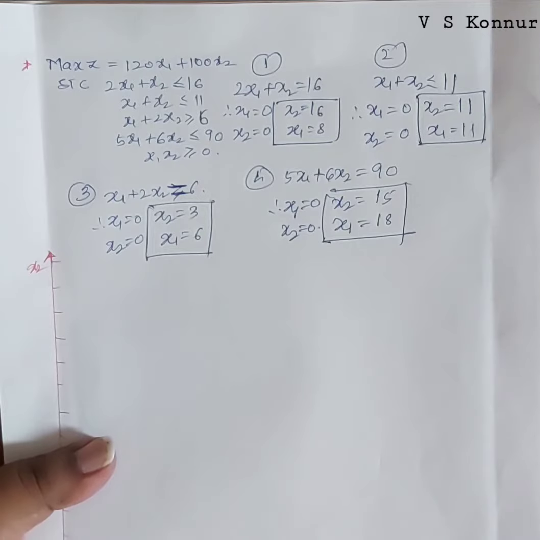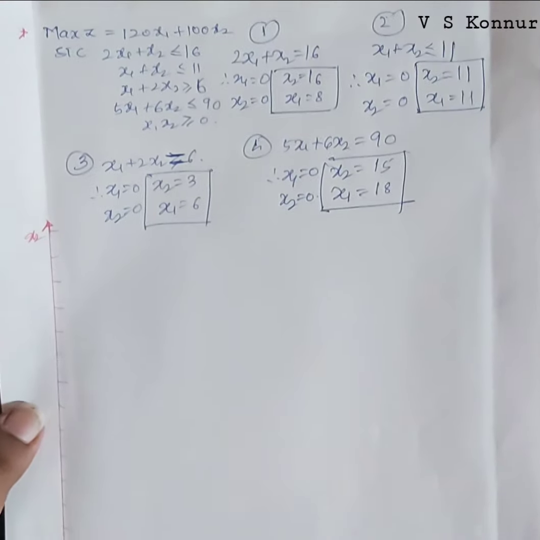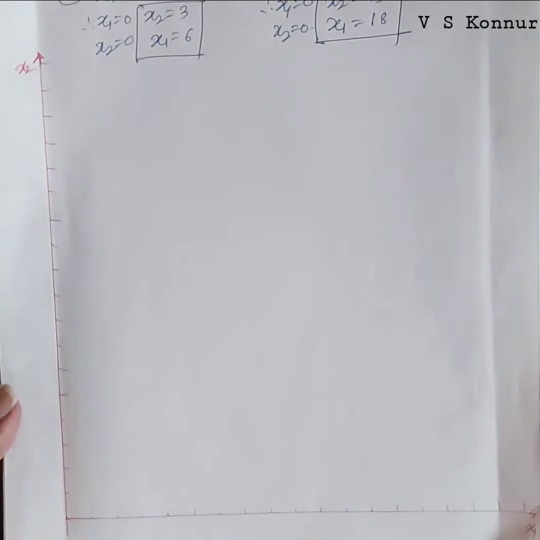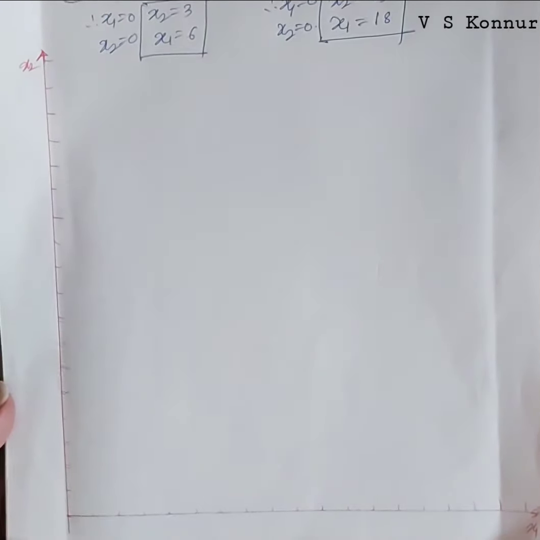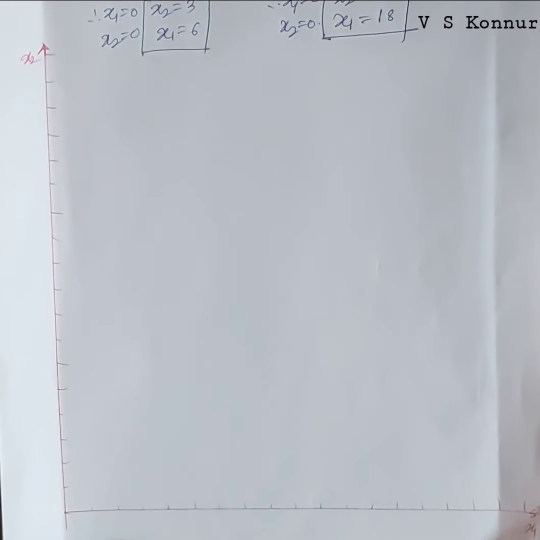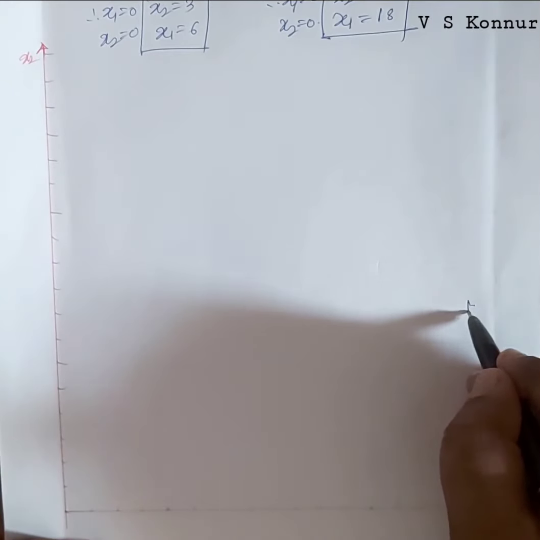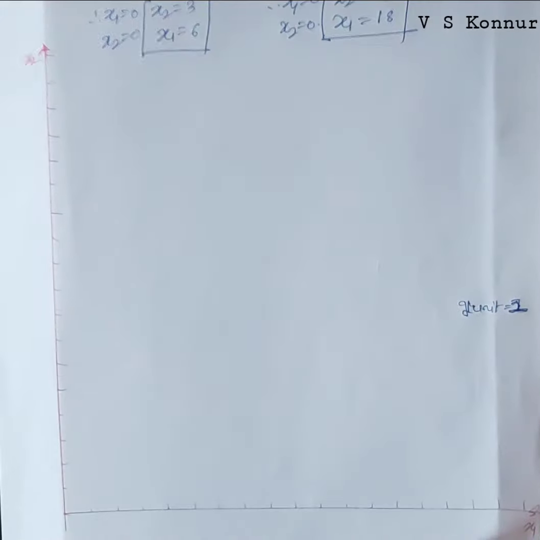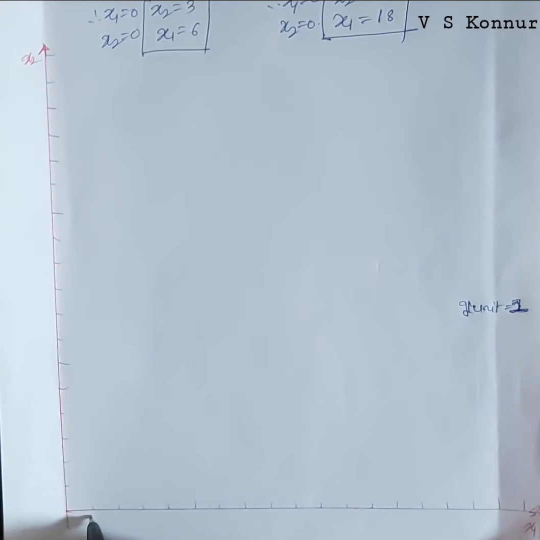So now we will draw on scale, on graph. Now the maximum values of x1 and x2 we have to consider. So in x1 it is 18, in x2 it is 16. For 18, we'll take the scale 1 unit is equal to 2. Sorry, 2 units is equal to 1. So that is 2.